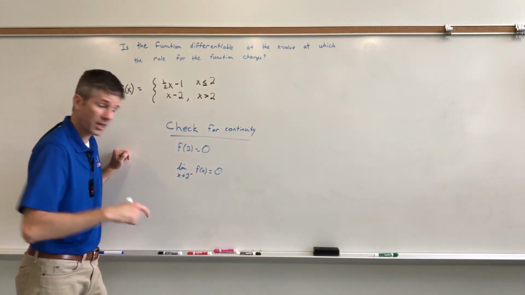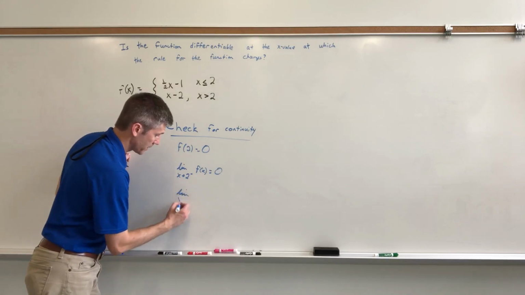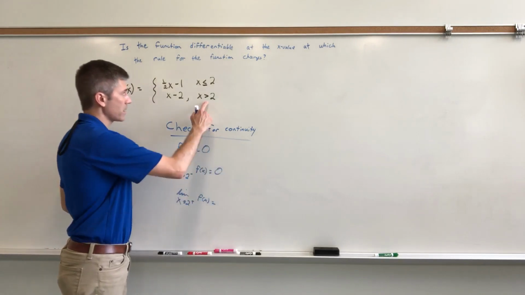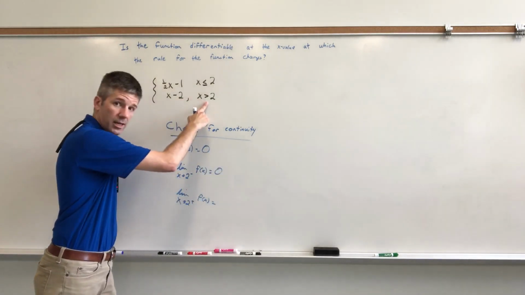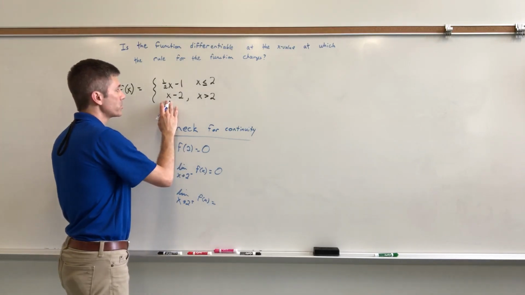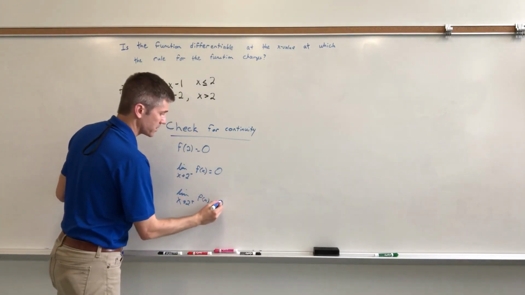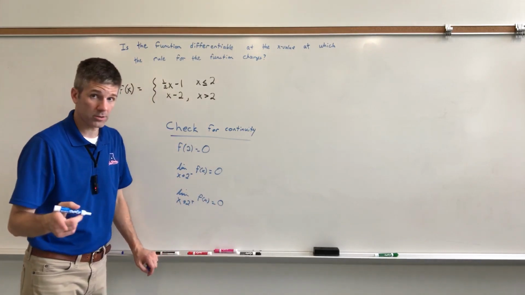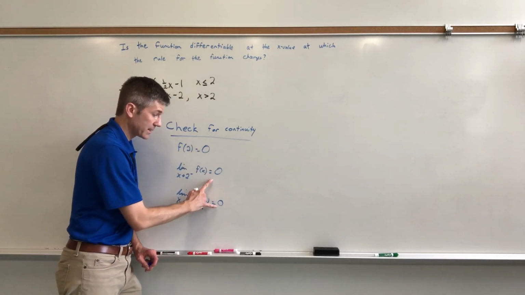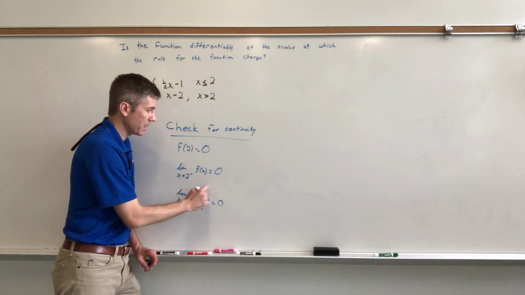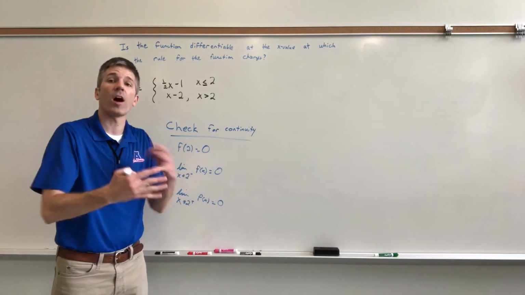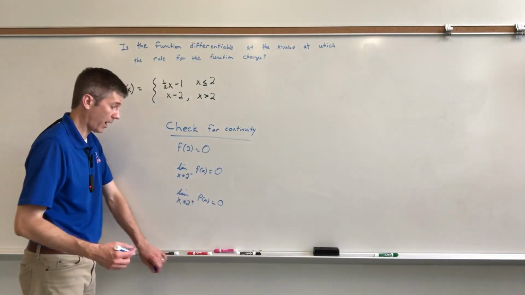Also, let's check the limit as x approaches 2 from the right of our function. I plug in a 2 here. I know it's not equal, but we're approaching it, not necessarily finding what the value is. We would approach 2 from the right, and we would have 2 minus 2, which would give me 0. And so because the function is defined, the limit exists, and the limit equals the value of the function, we have continuity.